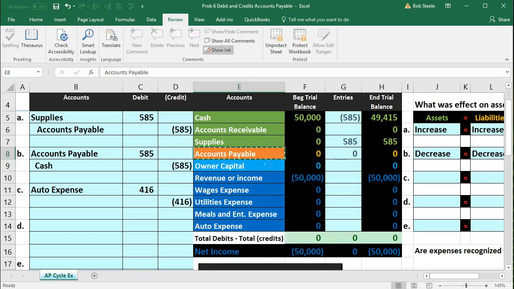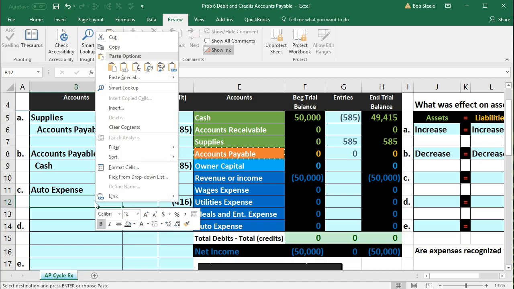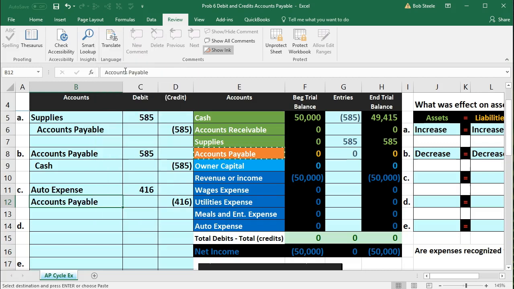I'm going to copy that. I'm going to paste that in B12. Right click and paste 1, 2, 3. I'm going to double click before the A and press spacebar 3 times. And there we have that. So we have a debit to auto expense and a credit to accounts payable.